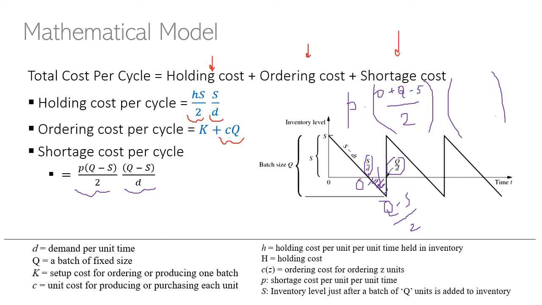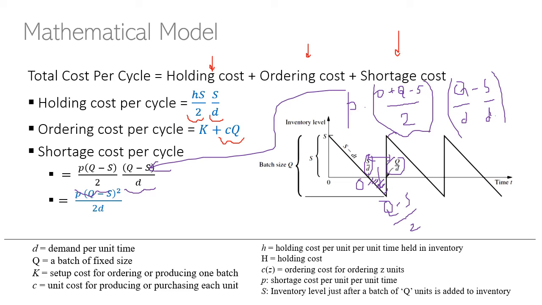So those are the number of units short multiplied by how much amount of time these number of units were short, which is simply the interval from Q by D to S by D, and hence this time interval is simply Q by D minus S by D. Okay, so that's how we got this product. Finally, if you multiply, we get P into Q minus S whole square divided by 2D.